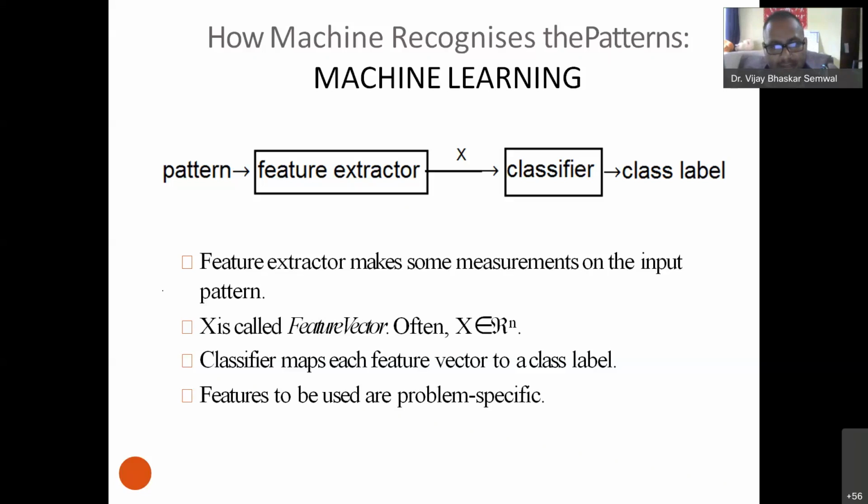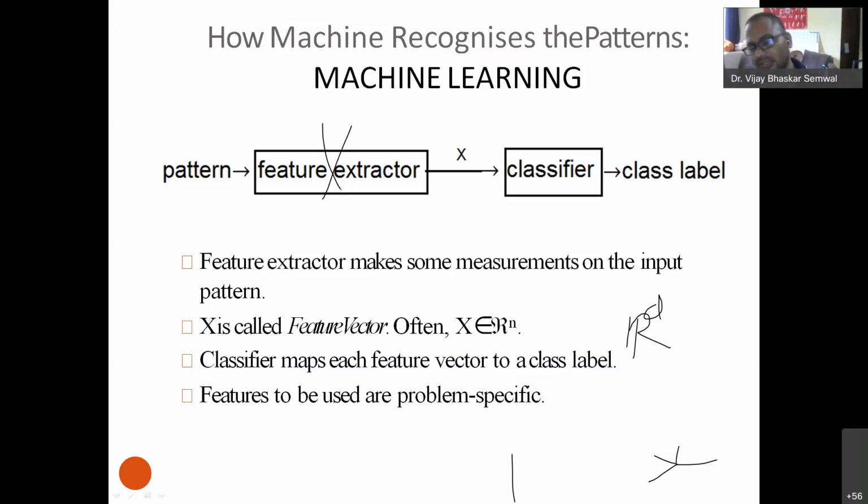Okay, so let me call X the feature vector. Once we have captured the features, this is a D-dimension feature vector. D dimension is like you have a three-dimension plane, or similarly you can have a D-dimension plane. Then you have to map the feature vector to the class label, and the features to be used are problem specific.